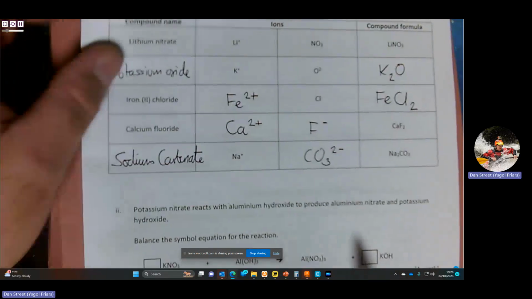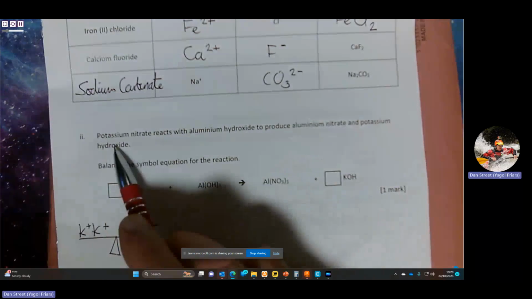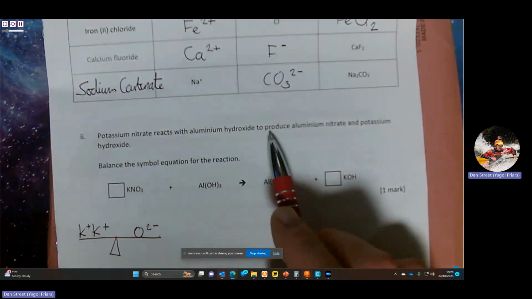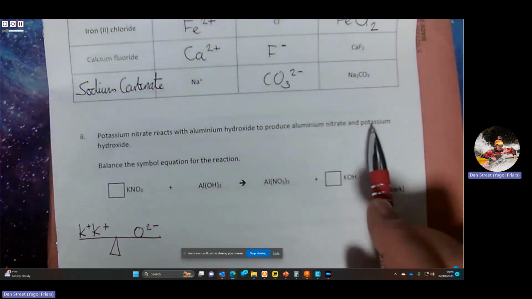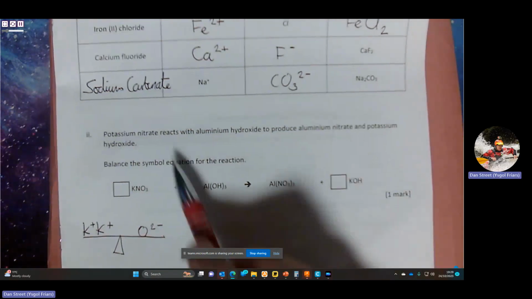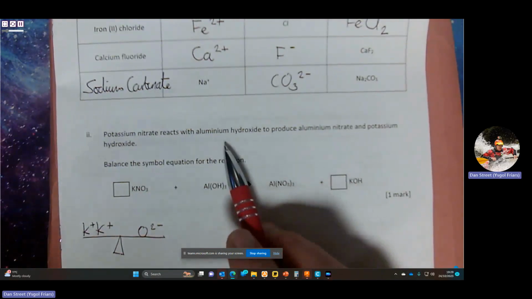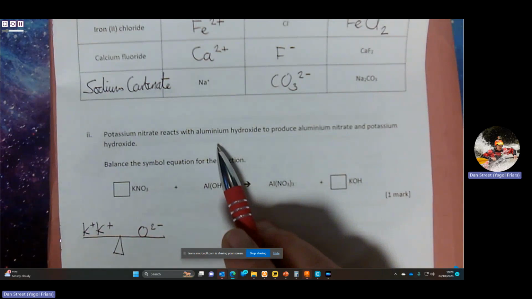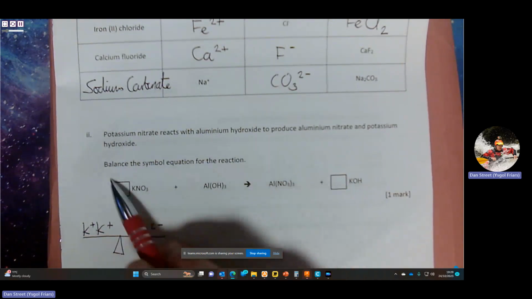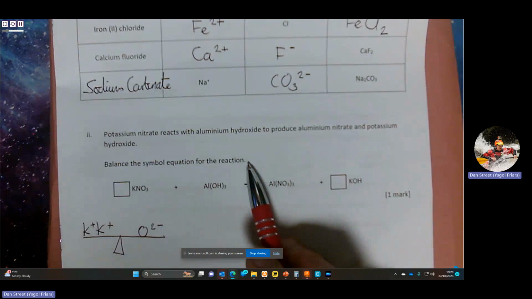Okay, so the next part of this question, potassium nitrate reacts with aluminium hydroxide to produce aluminium nitrate and potassium hydroxide. So this is basically the anions and the cations swap over. It's a displacement reaction. Balance the symbol equation for the reaction.